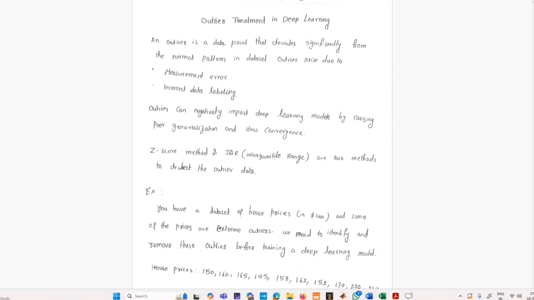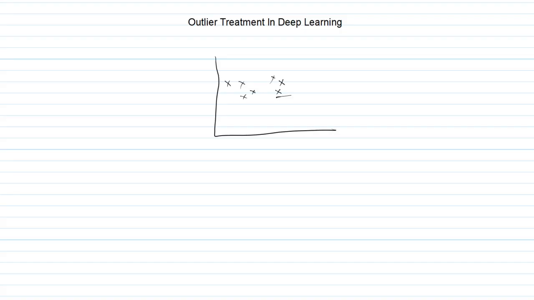For example, if I take this one, it may be considered a dog. This one may be considered a cat. Sometimes, due to misclassification, a data point may be wrongly classified as a dog, so it will appear like this. We can consider this as an outlier. So what do we have to do with these outliers?